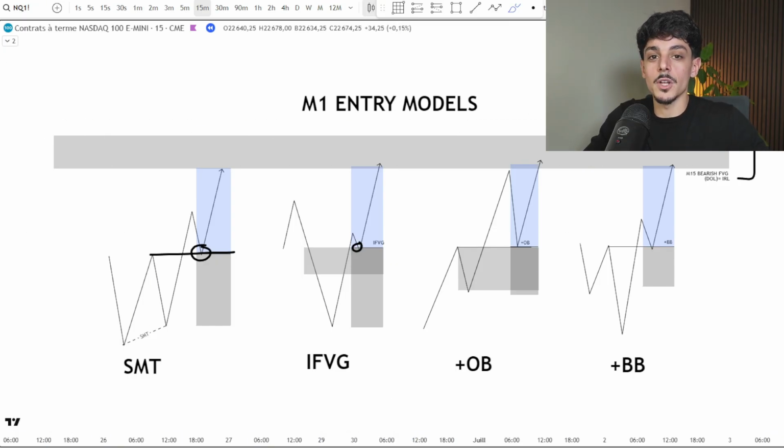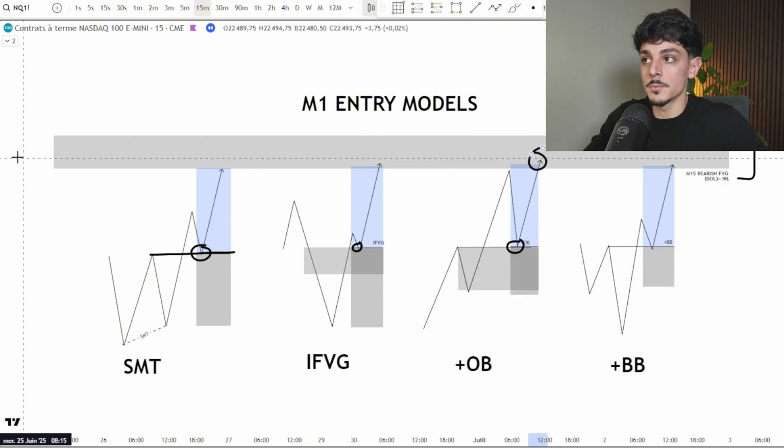You also have the order block, which is a normal break of structure. So you have a high, a low, and a higher high. And as soon as you see this, you would wait for price to pull back towards this zone, which is the order block. And then you would take your entry, stop loss right below this low, targeting the 15-minute drawn liquidity.